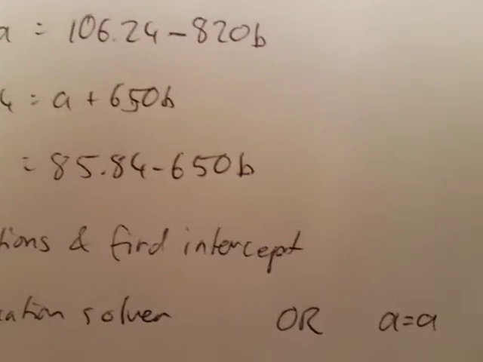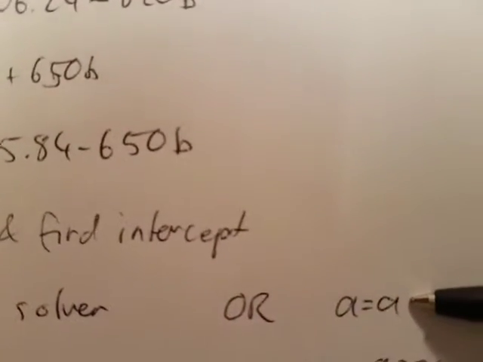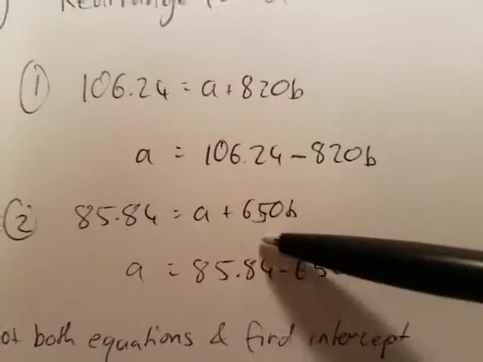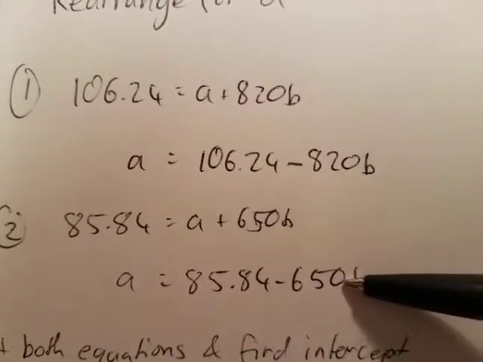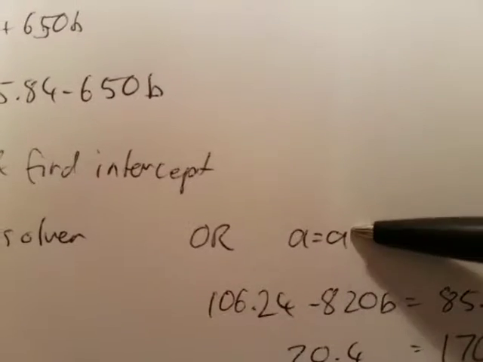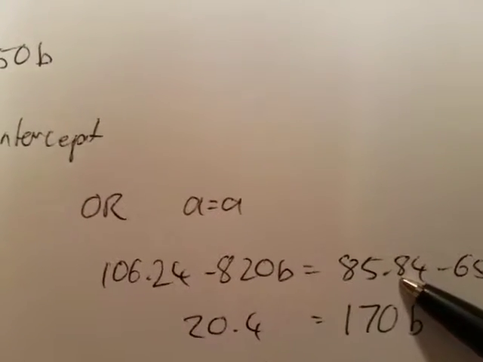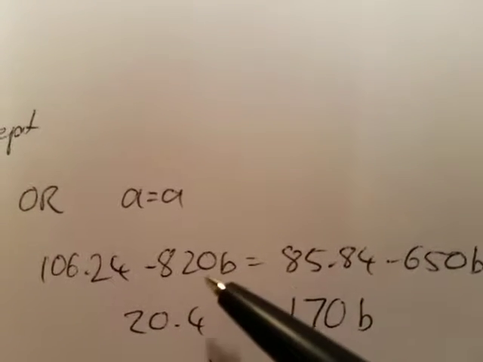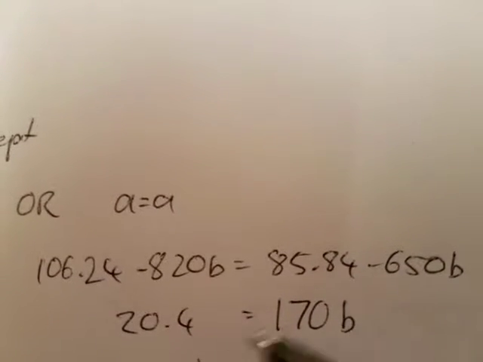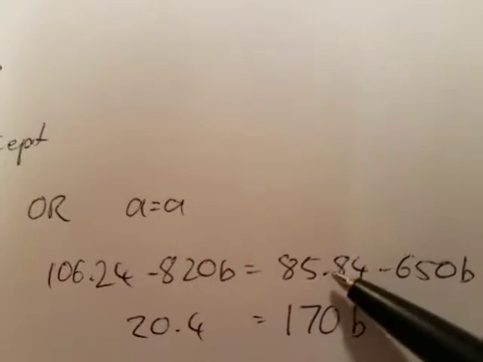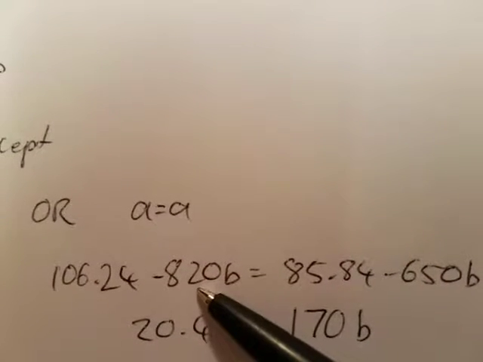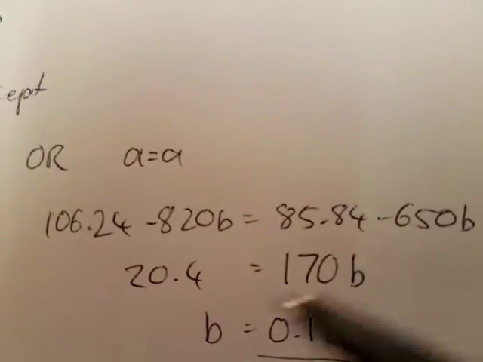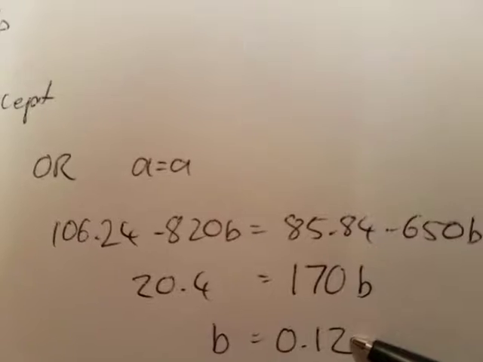Or, if you have your two equations, you can just say, all right, I know both of these equal A. When they intercept, they will equal each other, right? Because this will be exactly the same as that when they are intersecting. So A equals A, so equation 1 equals equation 2. And so the A variable is already gone here. I just have B. So I'm solving this, simplifying to get the B by itself. Here I move the 85 across that side, and I move the minus 820 over to this side. So you end up with that. And then you divide this side by 170. You get B equals 0.12.